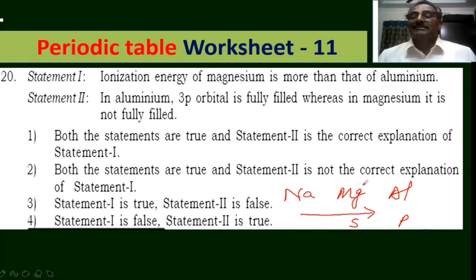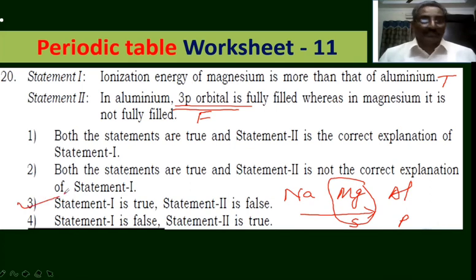As a result, because of the presence of completely filled orbital in magnesium, magnesium possesses higher ionization energy than aluminium. So first statement is true. In aluminium, 3p orbital is fully filled, whereas in magnesium it is not fully filled. 3p orbital is not fully filled in aluminium. This is false. First statement is true, second statement is false. So third option is the right option here.